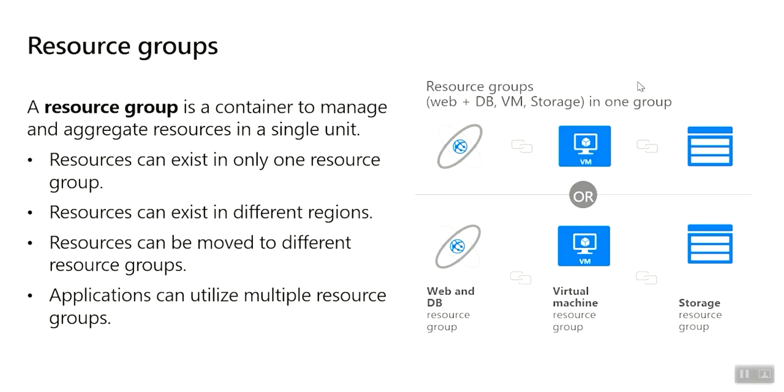Resources, so if I had that virtual machine or that app, can only exist in one resource group, but that resource can be anywhere in the world. It doesn't have to be in the same region as that resource group. You can move resources between different groups if you needed to, and applications can access multiple resource groups. They don't have to be in one resource group. We're also going to talk about role-based access coming up, and that's ways of securing your access to those resources.